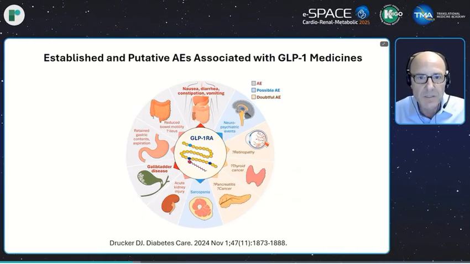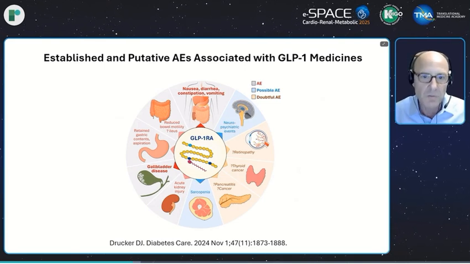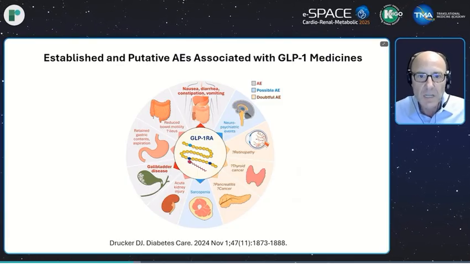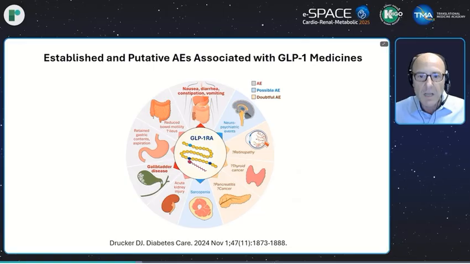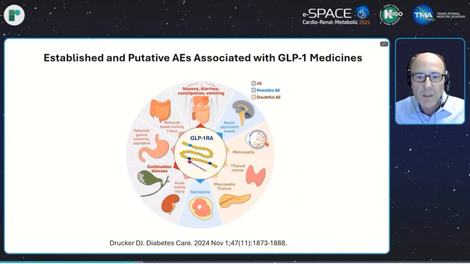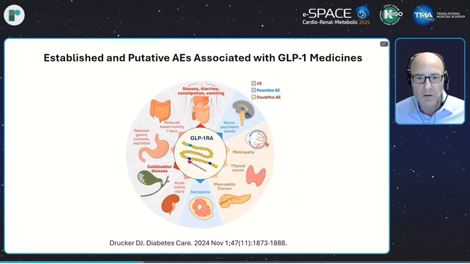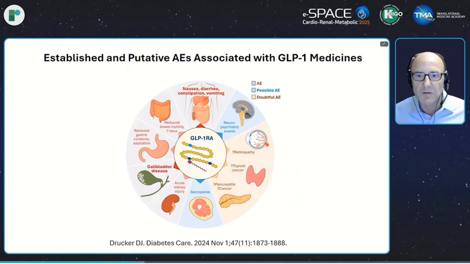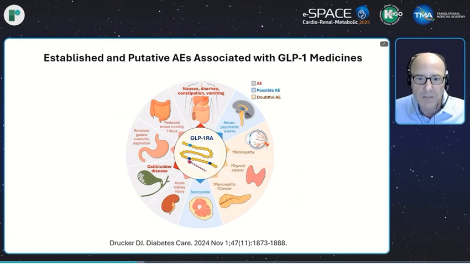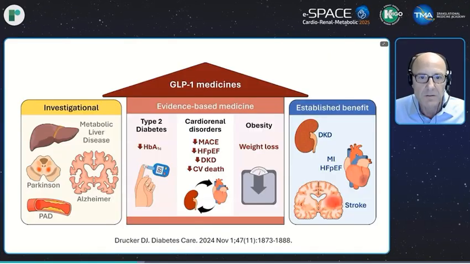Nausea, diarrhea, constipation, and vomiting are by far the most common. These are more common in the first 4 weeks or 4 weeks after a dose is increased, and then tend to subside with time. But other considerations are reduced bowel motility, possibly ileus, retained gastric contents, and gallbladder disease. Also, if there's severe nausea, vomiting, dehydration, there can be acute kidney injury. The ones that are just possible adverse effects are sarcopenia and neuropsychiatric events. And then we're kind of doubtful about retinopathy, medullary thyroid cancer, and pancreatitis or pancreatic cancer.